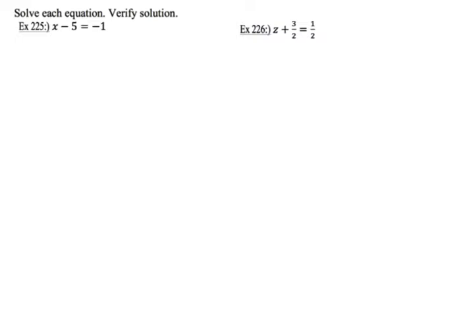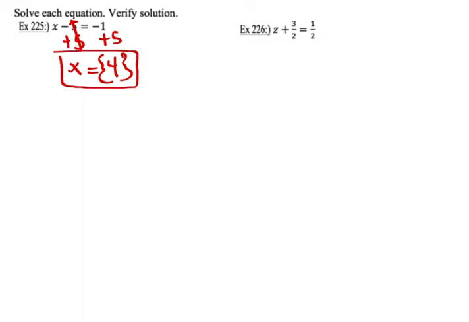These are in your notes. x minus 5 equals negative 1. I think we saw this in the previous video. We add 5 to both sides. This gives us 0 here. 0 plus x is x, and negative 1 plus 5 is 4. We get x equals 4 as our answer.